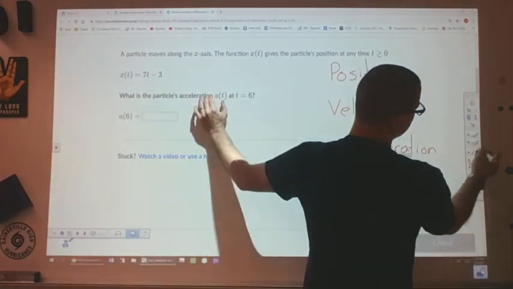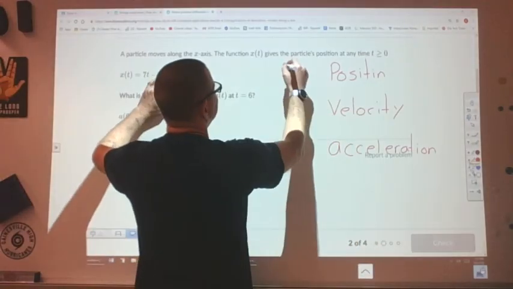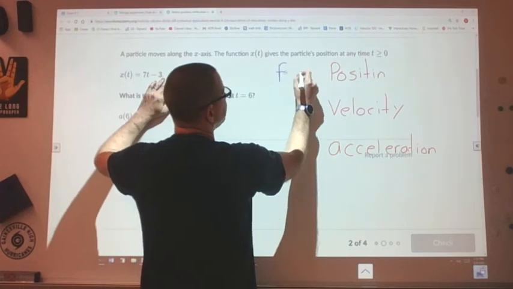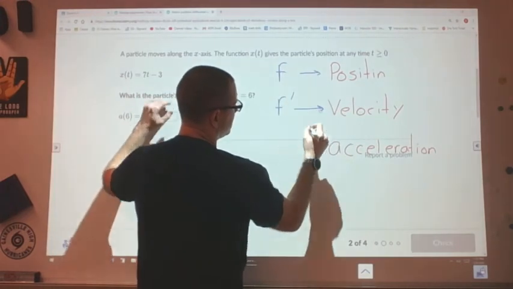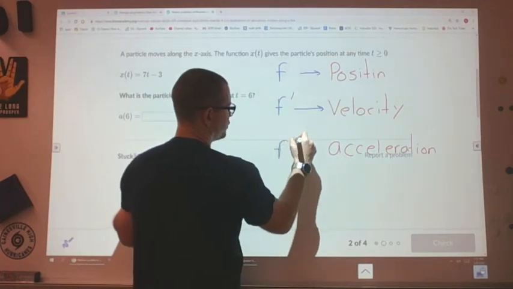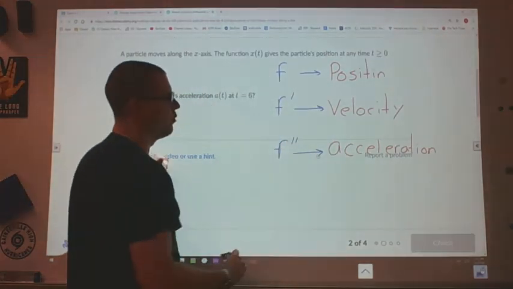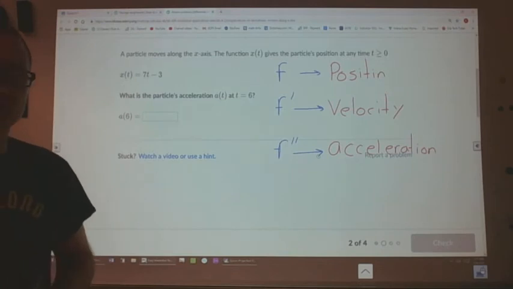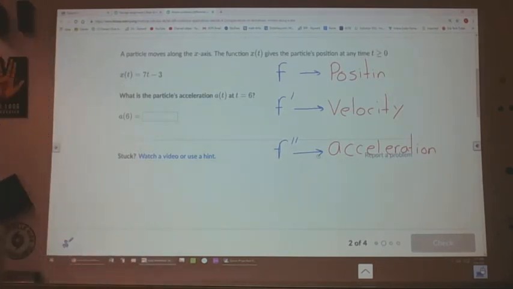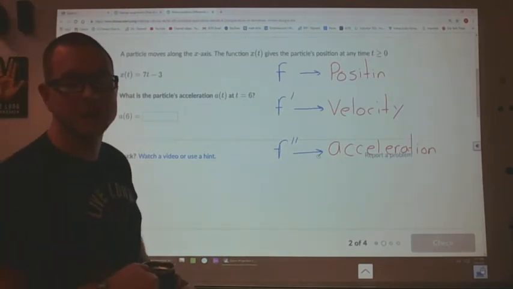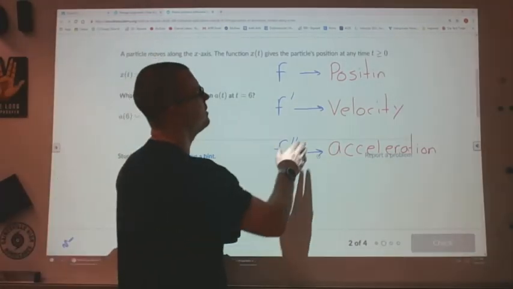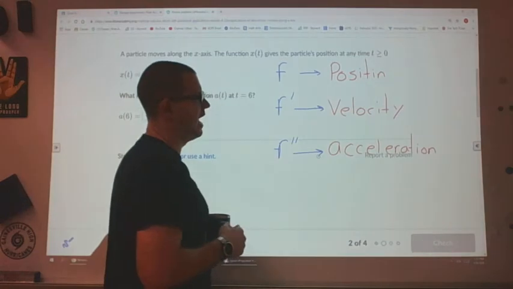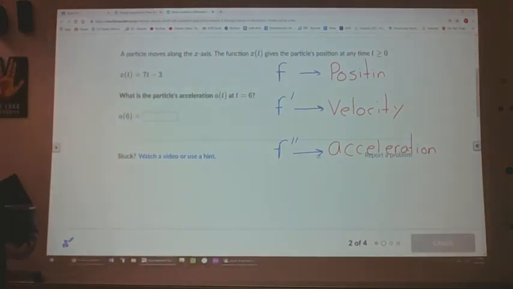And the way they are related is original function, first derivative, second derivative. And we can keep going. Third derivative is the rate of change of the acceleration. The fourth derivative is the rate of change of the rate of change of the acceleration. But these are the three big ones: position, velocity, and acceleration. We're talking about motion.